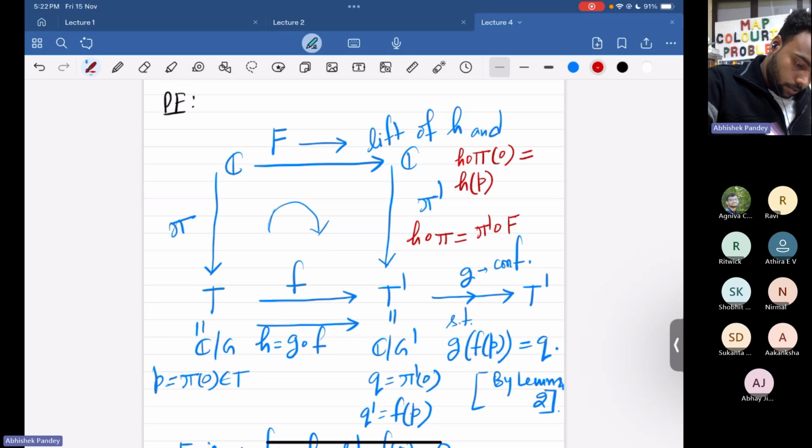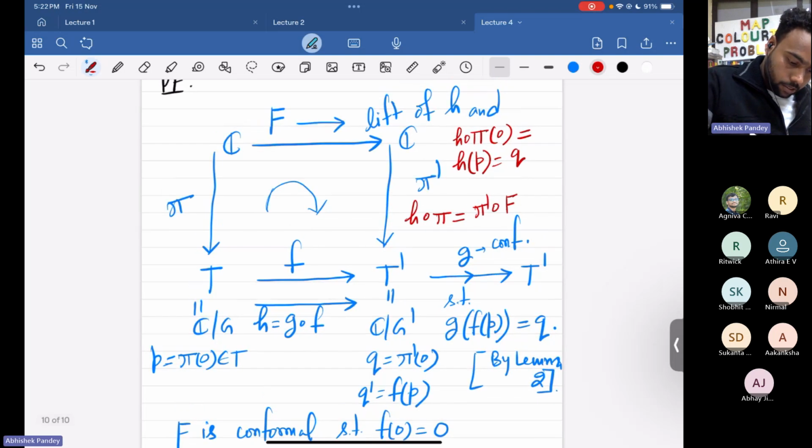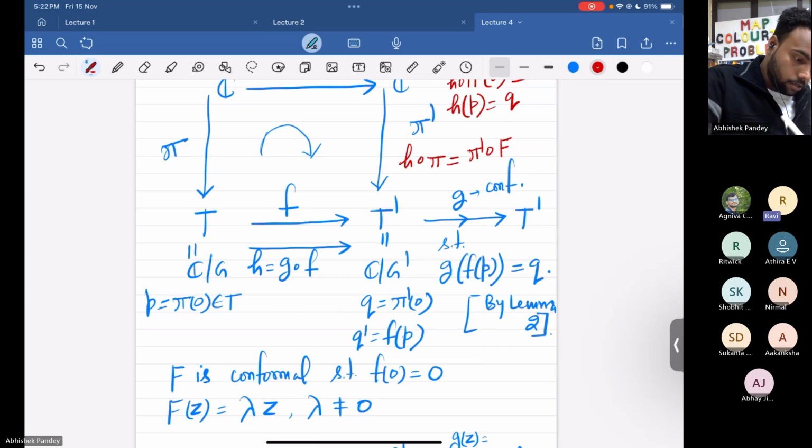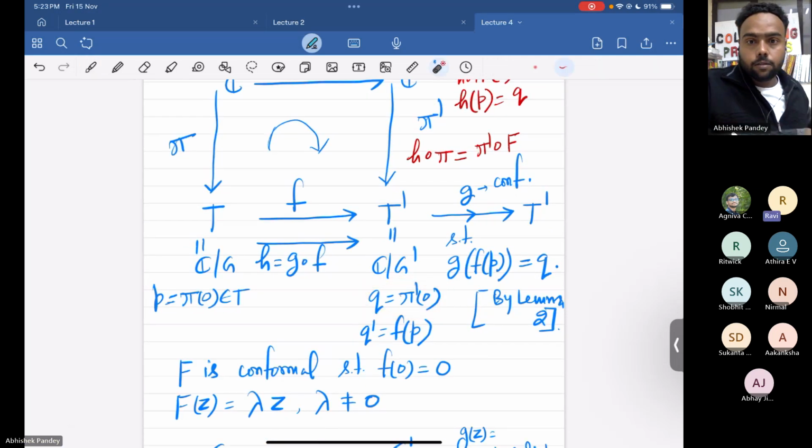h of p is q, and what is q? Pi dash 0 only, isn't it? So F of 0 has to be 0. Okay, I see. Yeah.